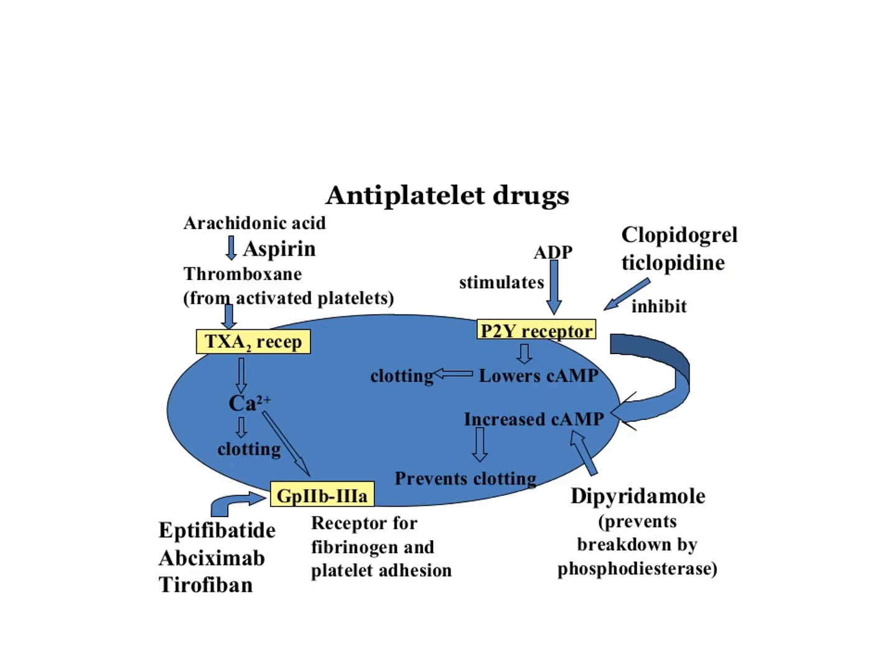This slide specifically tells about the mechanism of action of various antiplatelet drugs. To begin with, we'll start with aspirin. So the mechanism of action of aspirin is as follows. It acetylates and inhibits the enzymes COX-1 and thromboxane synthase by inactivating them irreversibly.